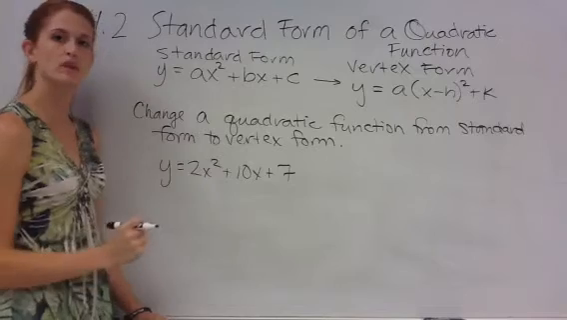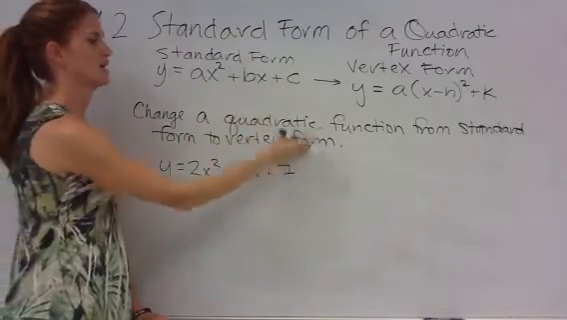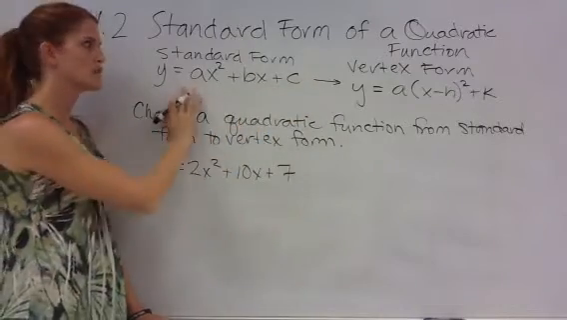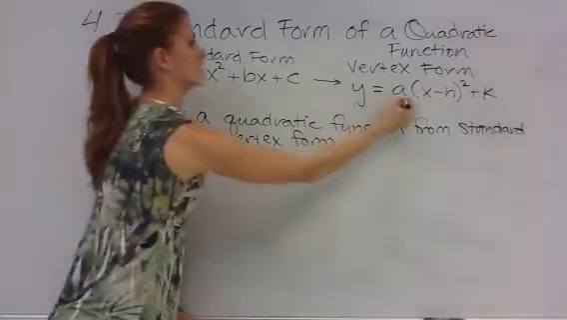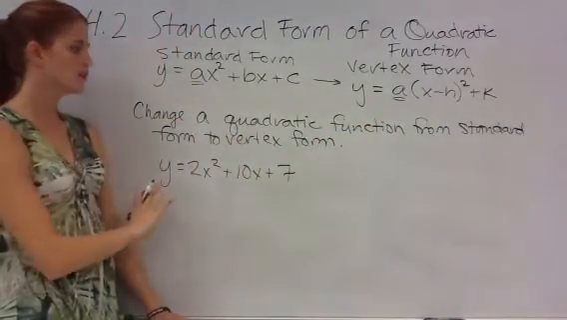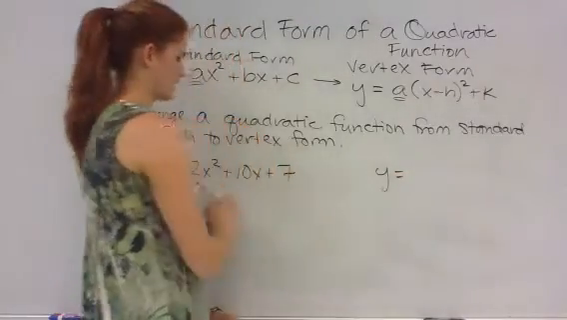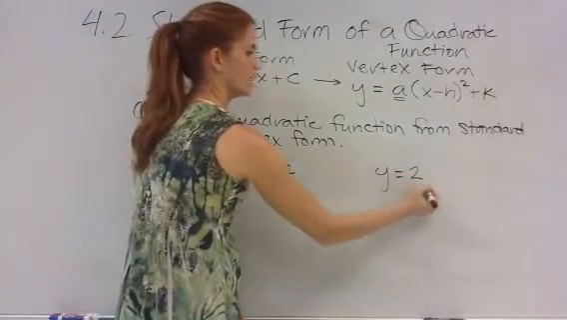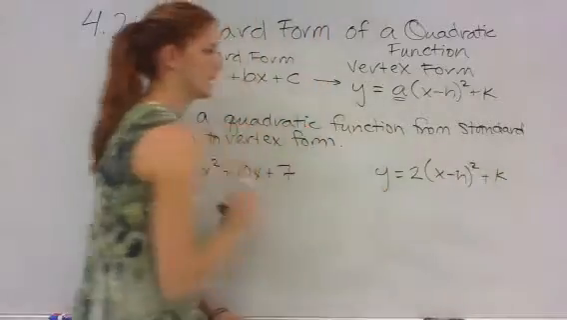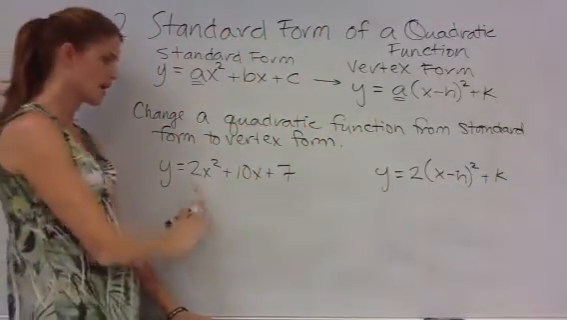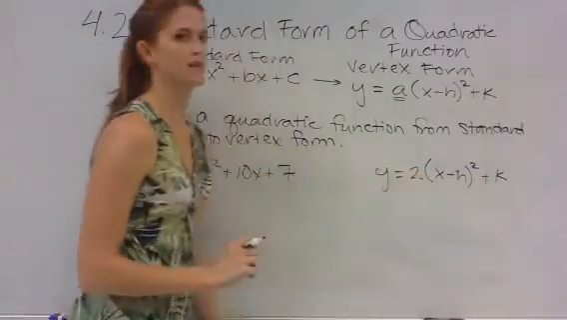So right now I have it written in vertex form, where this is A, B, and C. Notice between standard form and vertex form, the only thing that's the same is A. That's it. But that gives me a start. So if I have my vertex form, at least I know that this A is going to go right here. If I know nothing else, at least I can take this A and put it right there. Now what I need to do is find H and K.